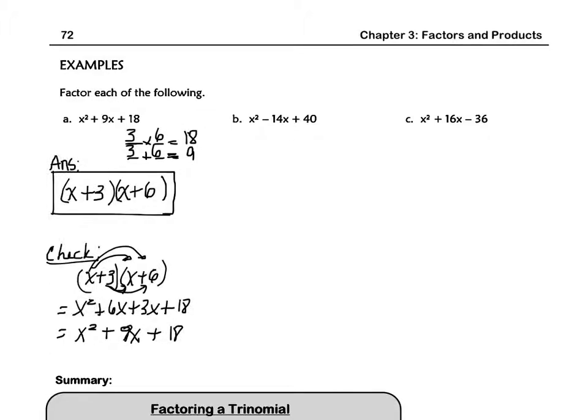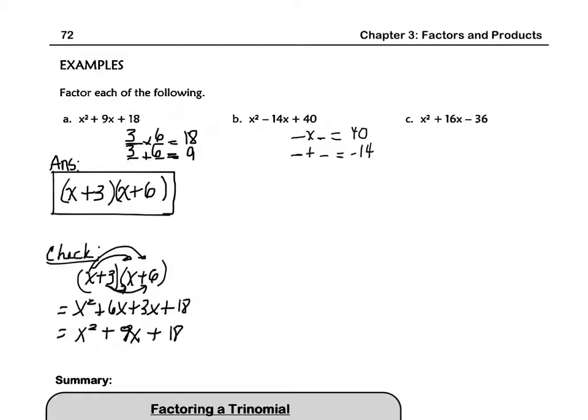So the next one, we're looking for two numbers which multiply to give you positive 40, but add to give you negative 14. So if you think about that, you need two numbers that multiply to give you a positive, but add to give you a negative. If they multiply to give you a positive, that means they both have to be positive, or they both have to be negative. But if they add to give you a negative, that means that they both must be negative then, because that's the only way you'll get a positive product and a negative sum.